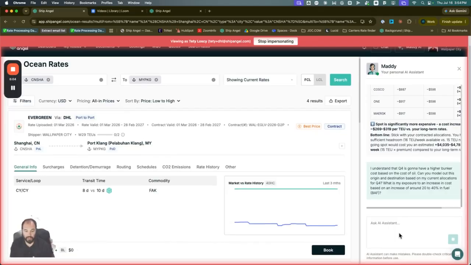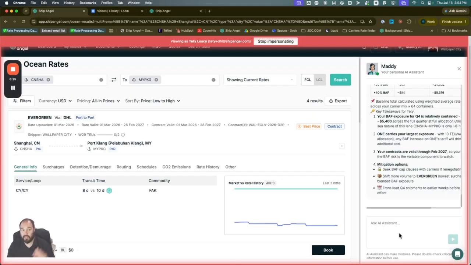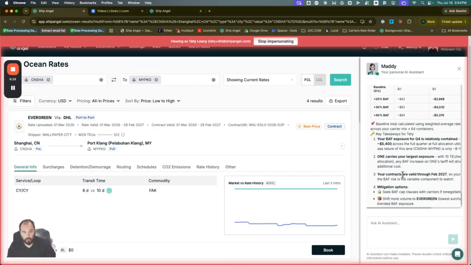Here we can simply paste in the question to Maddy, ask her to do the research because she has access to your allocation data. She knows your expected volumes week to week. She knows when Q4 is. She knows what your BAF values are. And if they're increased between 20 and 40%, she's going to be able to do the modeling for us to say, hey, here's your exposure.